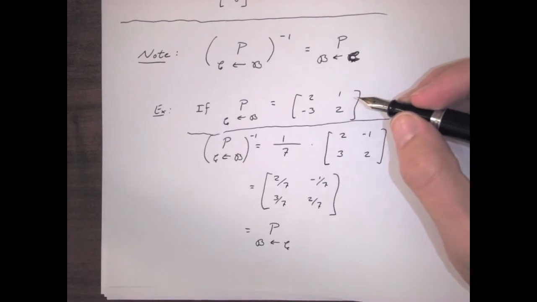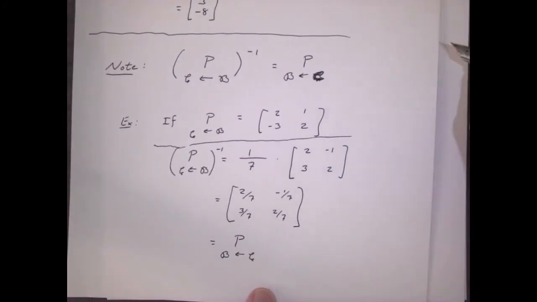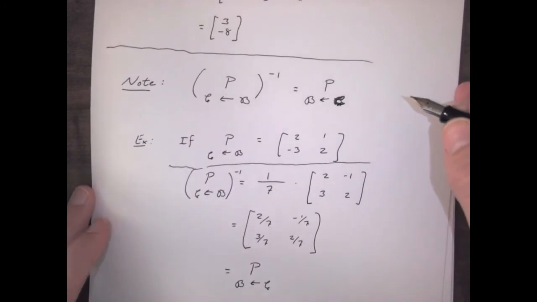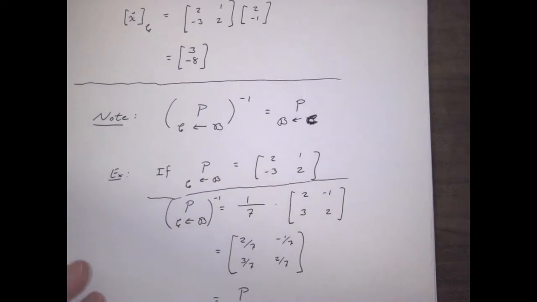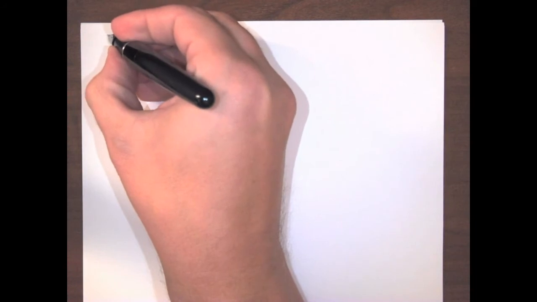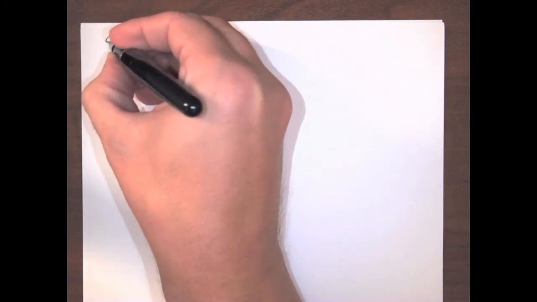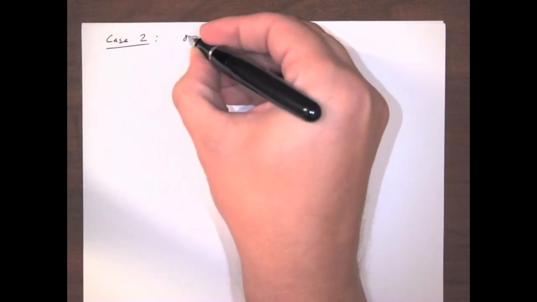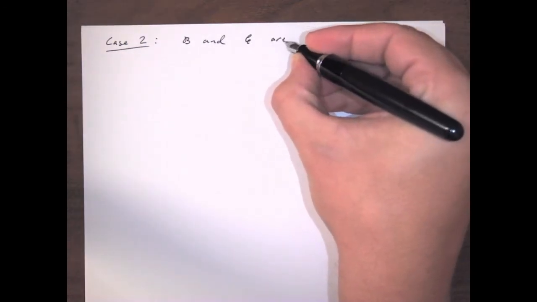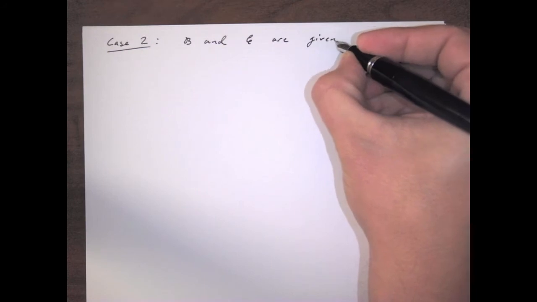Now that was case 1, where an explicit recipe for the elements of one basis is given with respect to the other. However, the other case is when we are given the two bases just in their natural form, not relative to each other, but just based on what their actual elements are. So, case 2. B and C are given directly.